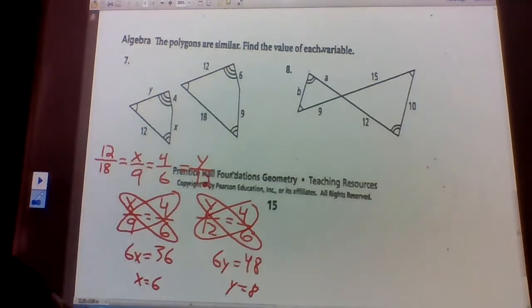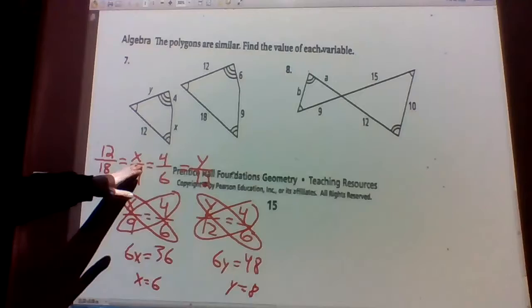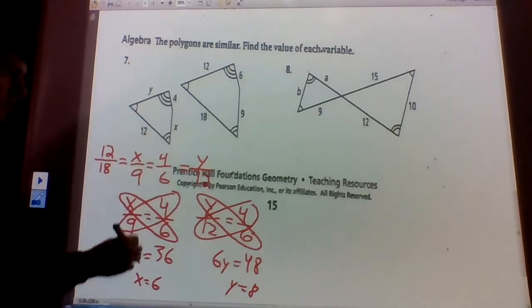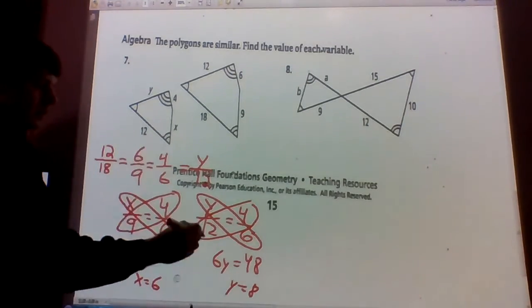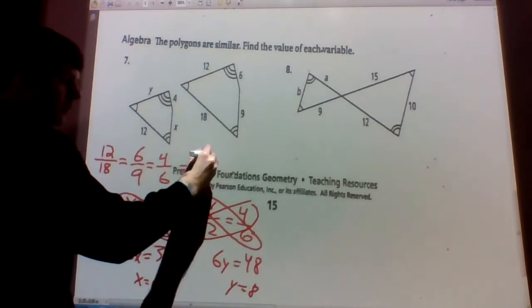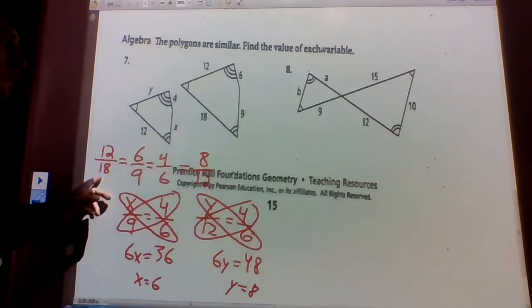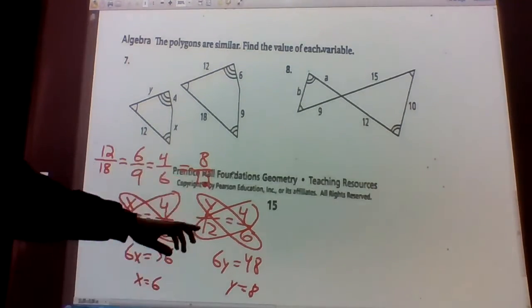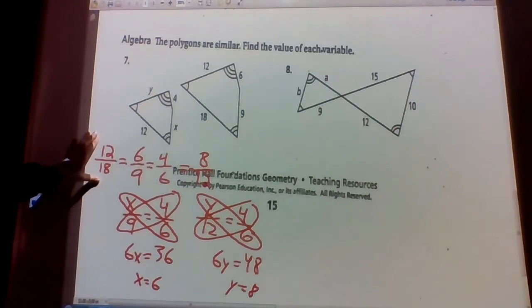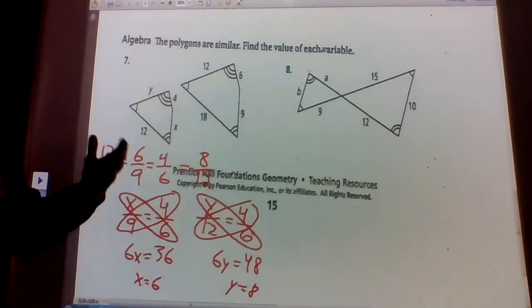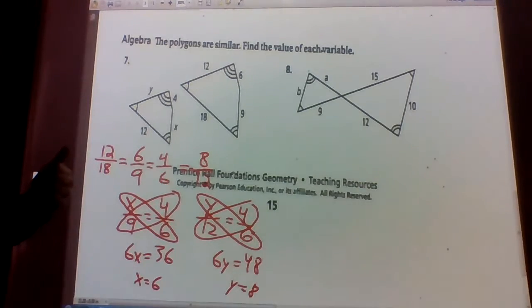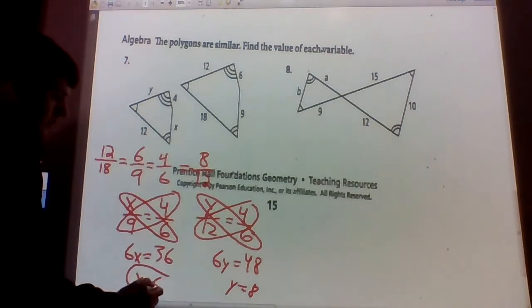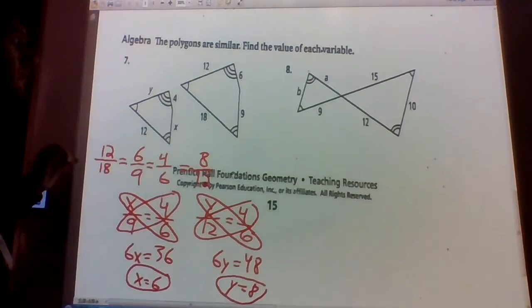If you want to check your answer, we can plug them back in. So this would be 6 over 9 and 8 over 12. All of these reduce to 2 over 3. Are they equal? You can put them all in the calculator. It should all give you 2/3. So those are all going to be equal, so we know our answers are good. So x is 6 and y is 8.